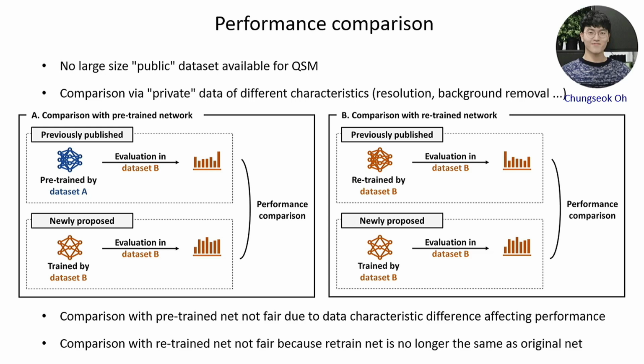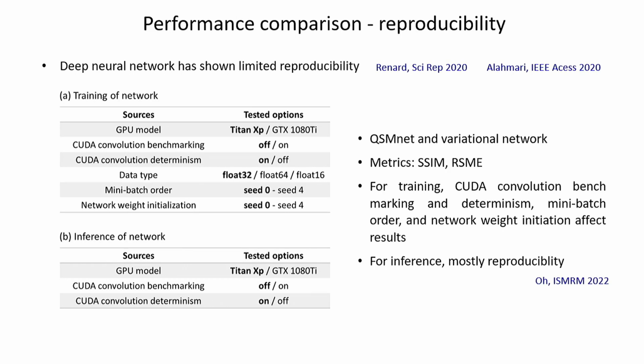But that still does not give you a fair comparison, because a neural network is not about the architecture. It is the combination of the data set and architecture. Once you retrain it, you lose the characteristic of the original data set. The far extreme of this is the problem of reproducibility. Even if you train the same network with the same data set, depending on the options that you choose for your CUDA, you get a different result. The difference may be minor, but it can be statistically significant.